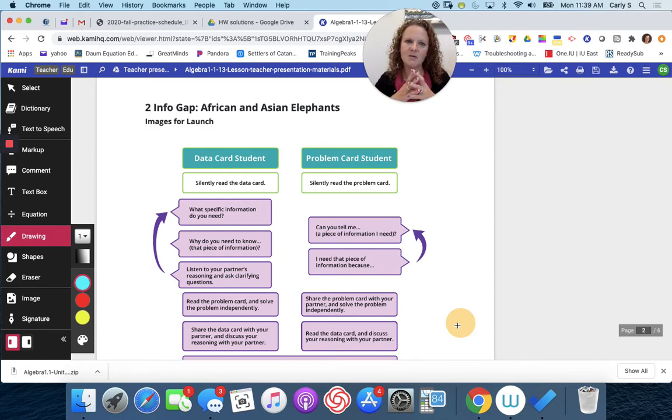Each pair of students, 2 students sitting a bit further apart, will be given a data card and a problem card. I thought I had some sitting right here, I don't. So you're both going to silently read the data card, okay? And the data card student will do the questions they see below this in purple.